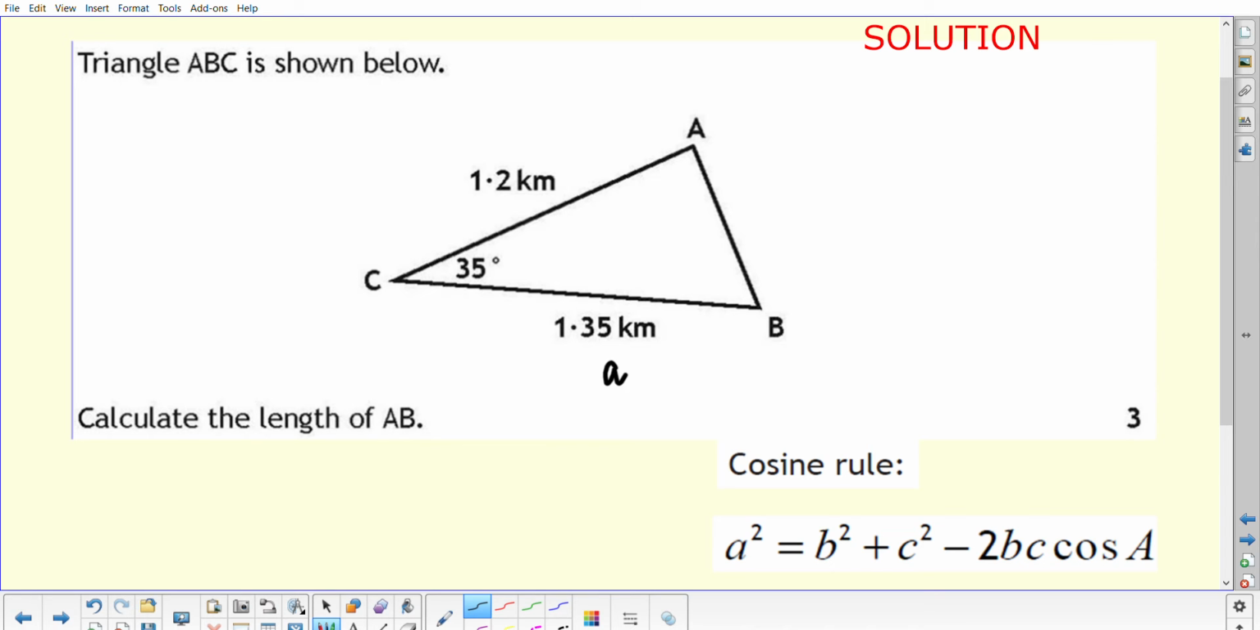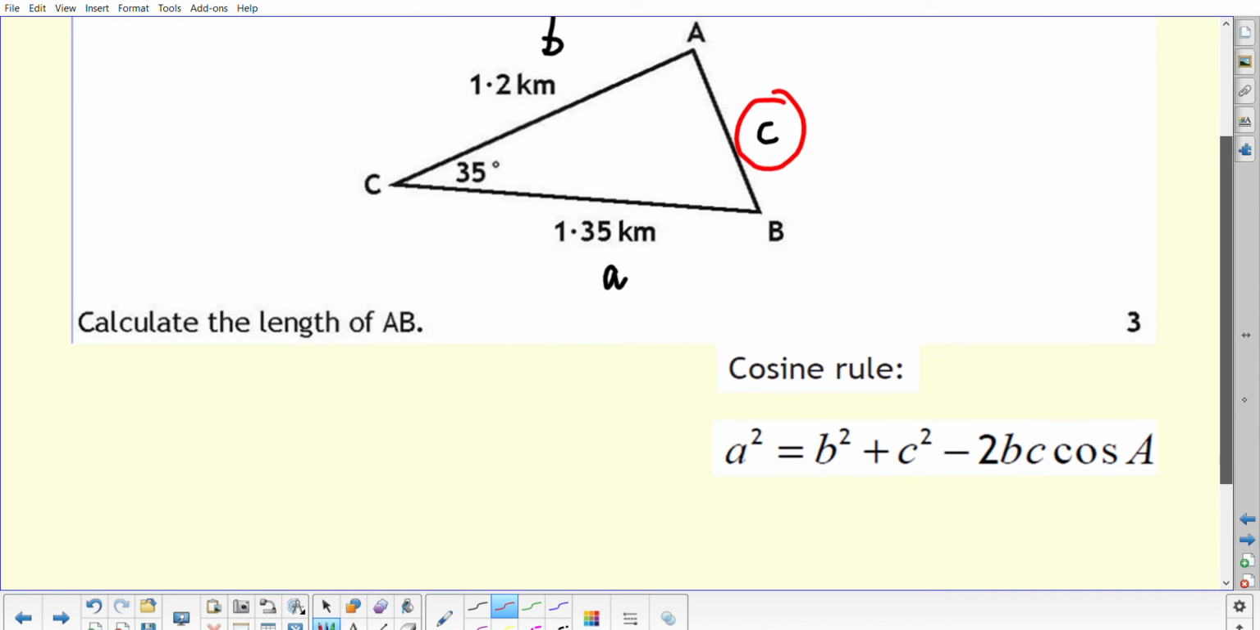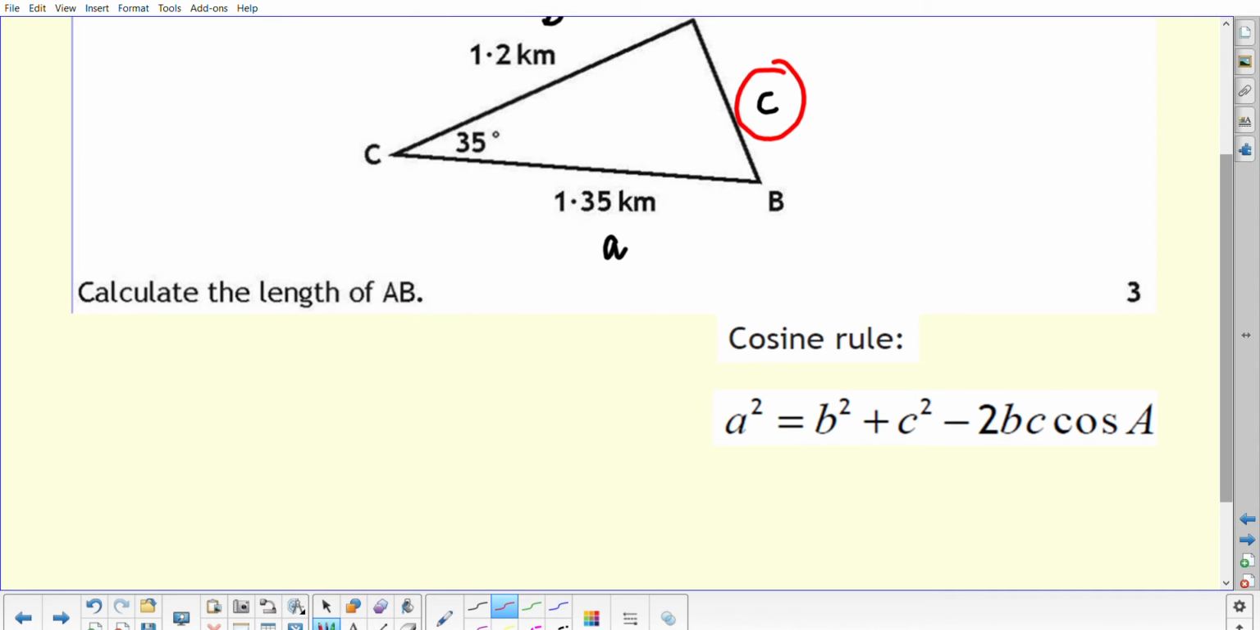So A, opposite angle A, B here, and this one of course would be C. So which length is it we're trying to work out? So we're trying to work out the length of AB, which in our case is going to be C. So that means we will need to adapt the cosine rule. At the moment, when you look it up in the formula list for National 5, it looks like this.